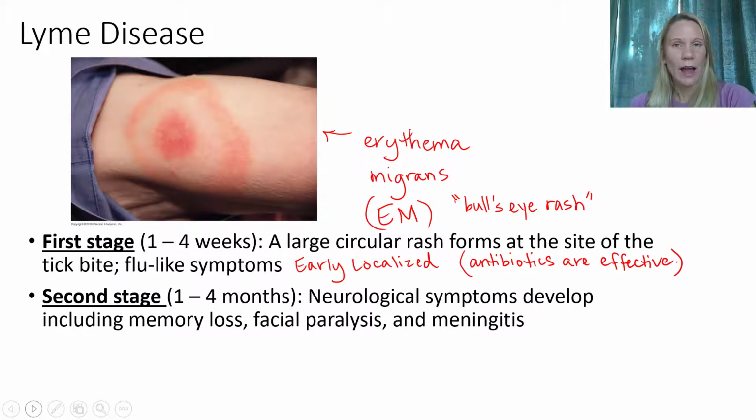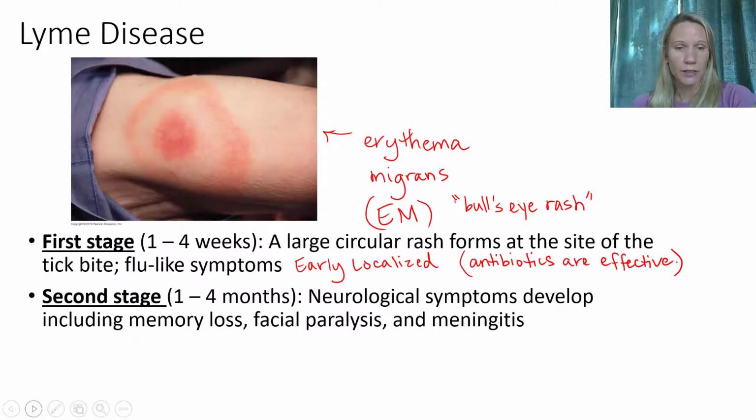We don't entirely know how it does this, but the Lyme bacteria will enter the nervous system. It might be as a result of its corkscrew shape that it can sort of burrow. Remember, it looks like a spiral noodle, so it can burrow deep into cells and maybe evade the immune system that way. It's not entirely clear, but following the early localized stage, we begin to see some neurological symptoms.